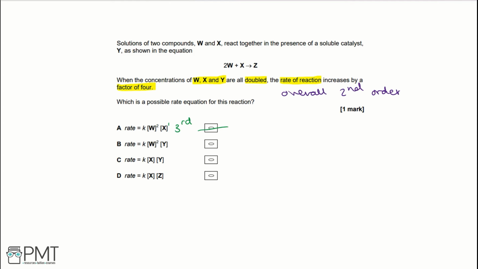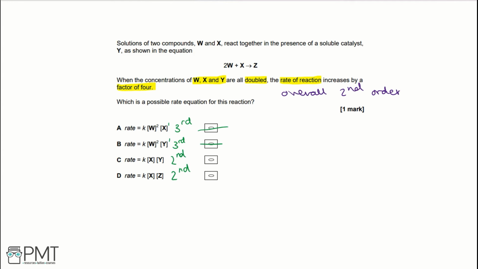Then if we look at B, again, this is a third order overall rate equation, so it can't be B. Then looking at C, well, we have a second order rate equation, so this can be a possibility, and so does D. But then we need to look back on the question, and we have an X and a Z, or an X and a Y.